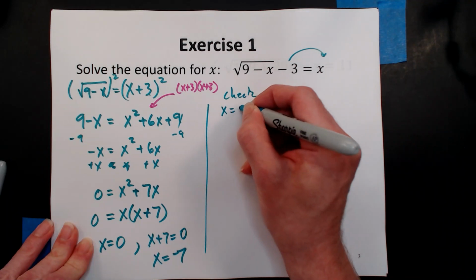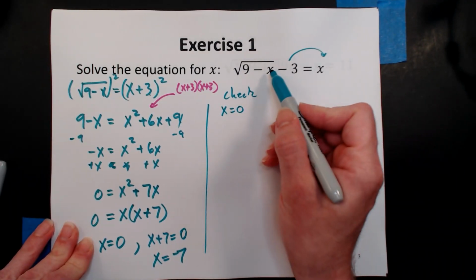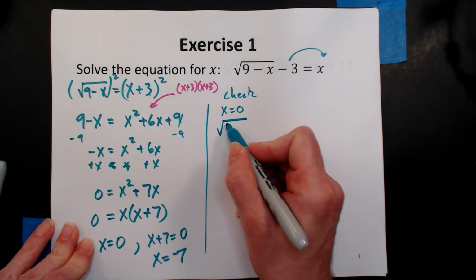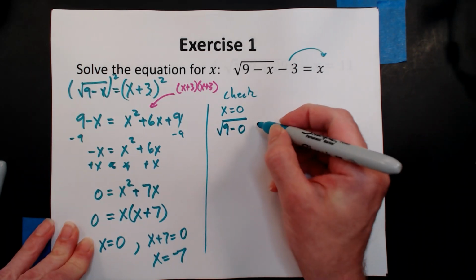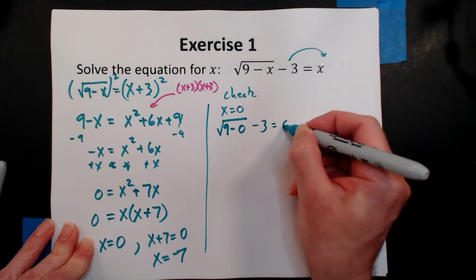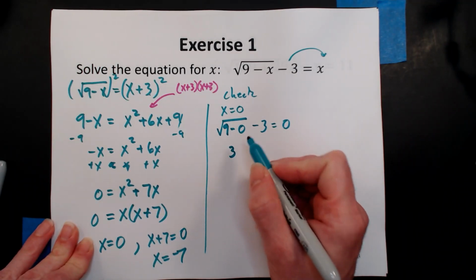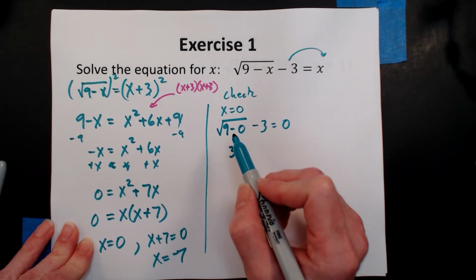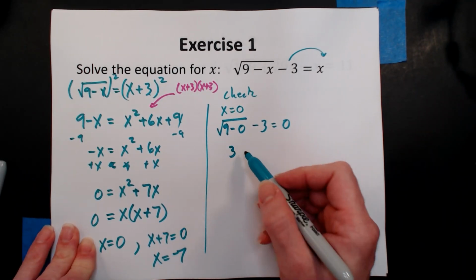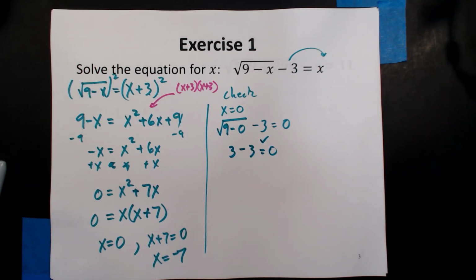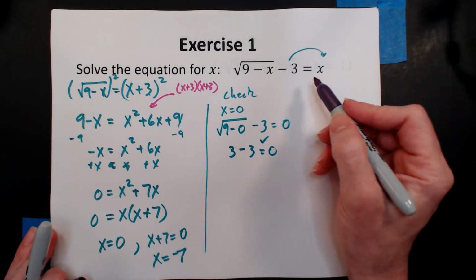First we're going to check x equals 0. We check it in the original equation. We'll get the square root of 9 minus 0, minus 3, equals 0. So the square root of 9 is 3. Remember, when we take the principal square root, we get the positive square root, in this case positive 3. 3 minus 3 equals 0. That checks out. I'm going to do the other one in a different color so you can tell.